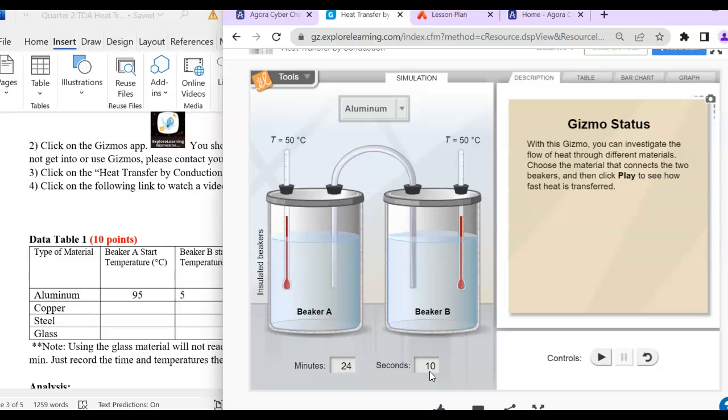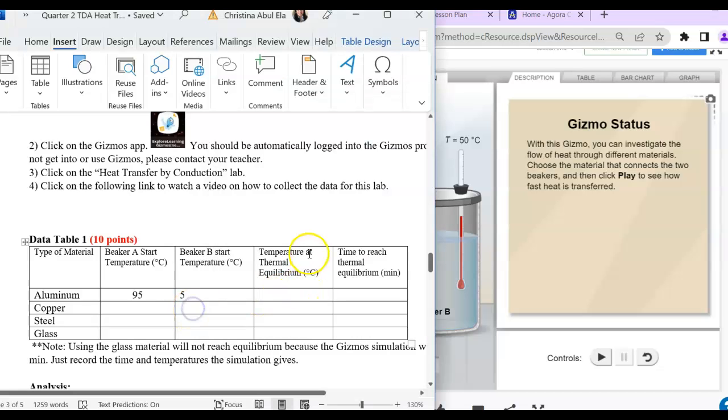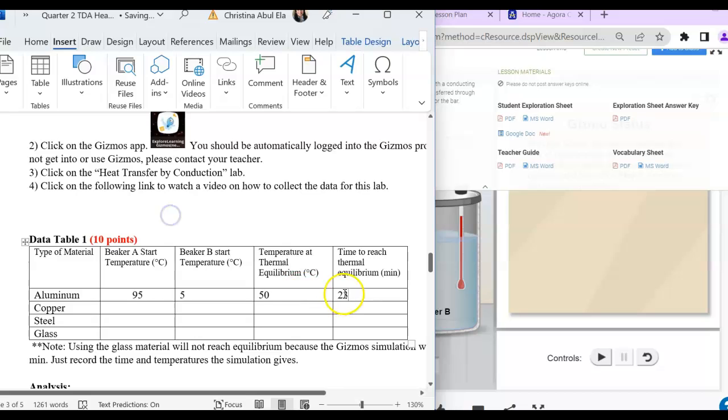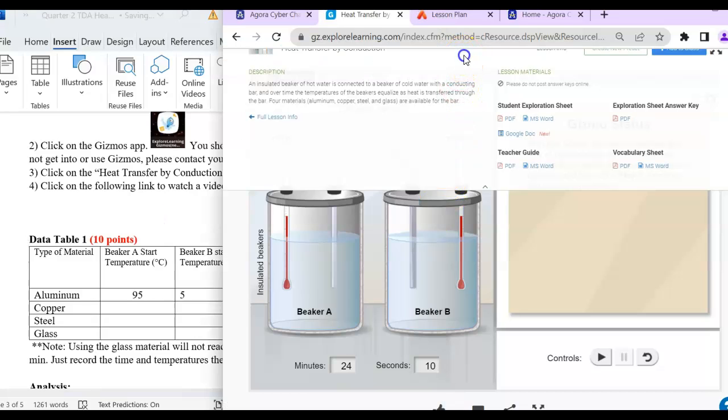And so I'm going to go back and put in 50 degrees in the data table and also 24 minutes. So you could just round and use the minutes. You don't have to put the seconds into the chart. So the temperature was 50 degrees Celsius and it took, what did I say, 23 minutes? Let me look, 24 minutes. And that's it. And so we've done aluminum.